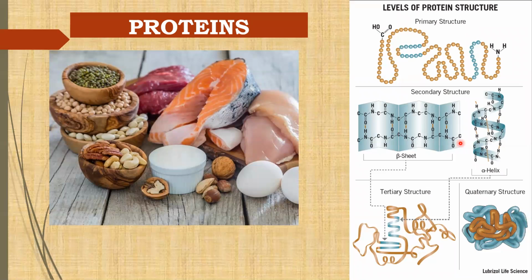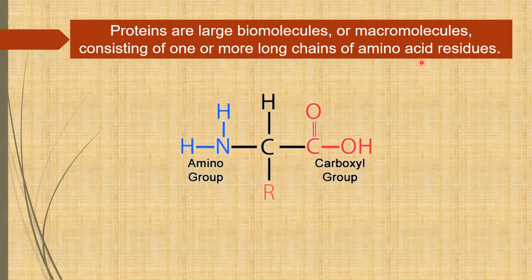Next, what are proteins? As you know, we obtain protein from natural sources. Protein is useful for the growth of your body, that is, muscle growth and repair as well. We have different types of proteins based on their structure. So what are proteins? Proteins are large biomolecules or macromolecules consisting of long chains of amino acids. I repeat, consisting of long chains of amino acids.